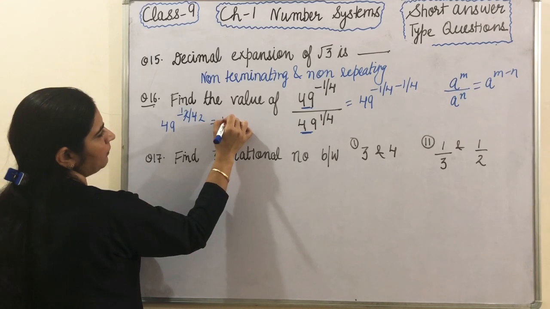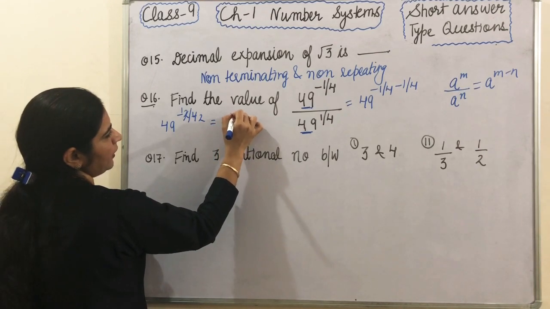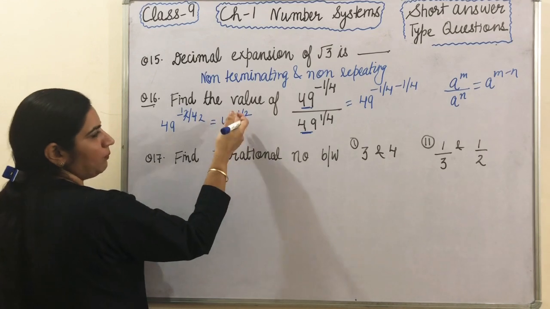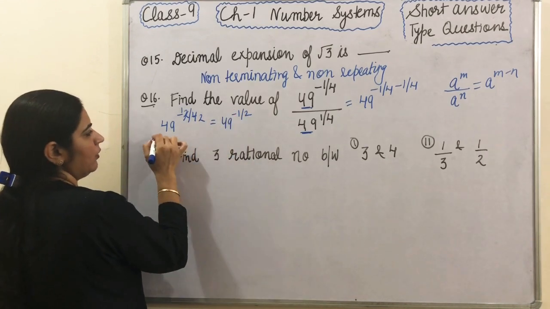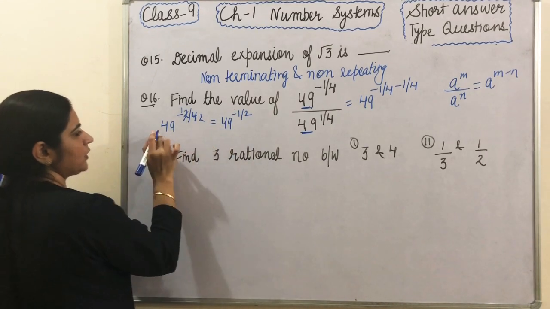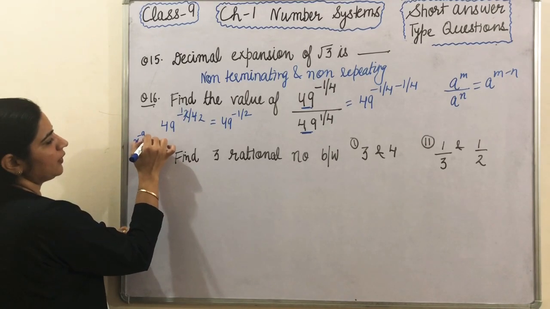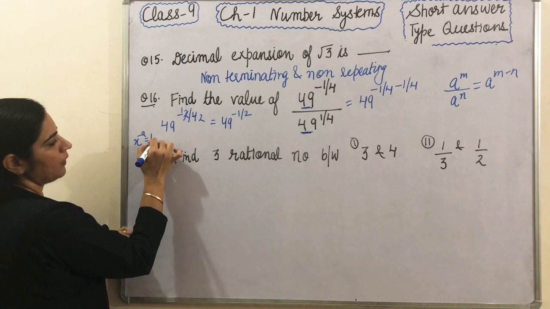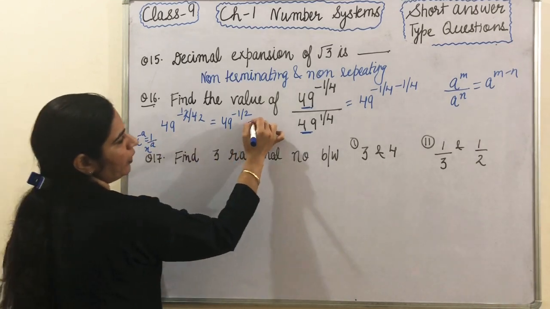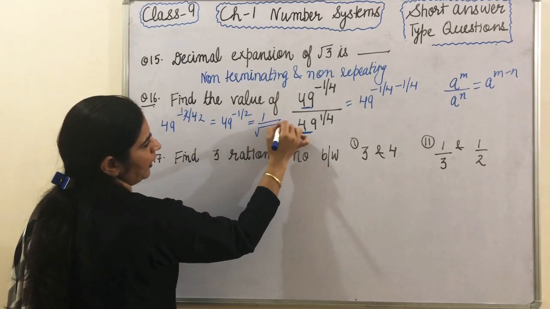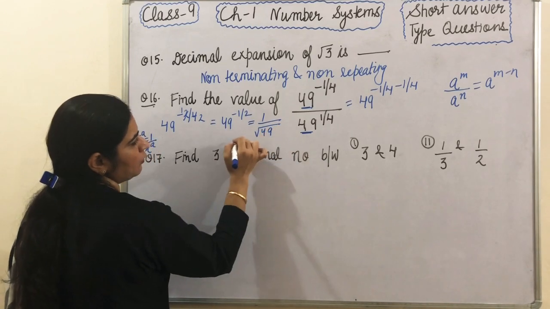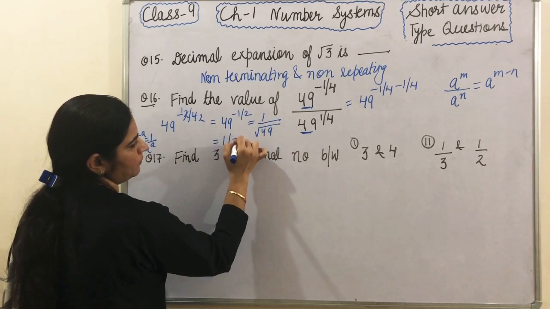When the power has a negative sign, we can write it with a positive sign with the help of x raised to the power minus a is 1 upon x raised to the power a. So it will be 1 upon root of 49, which is equal to 1 by 7.